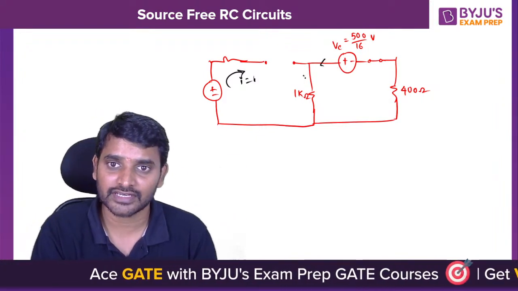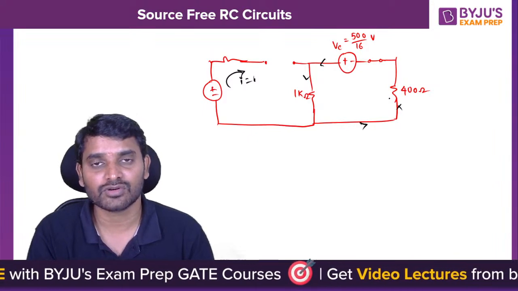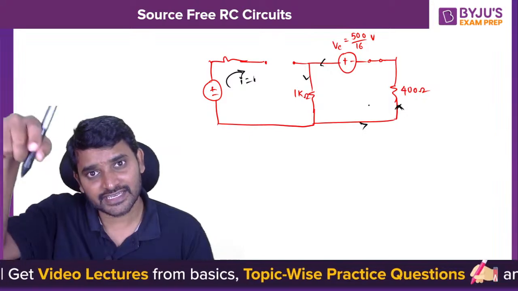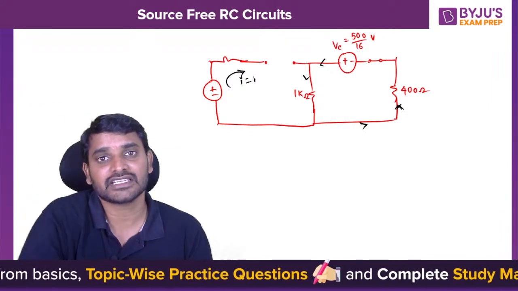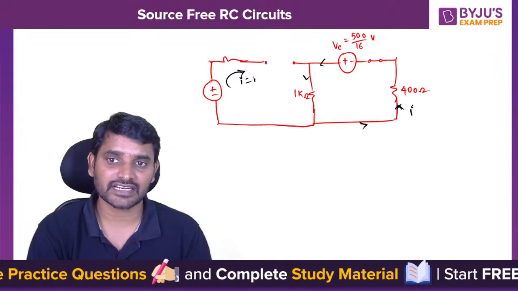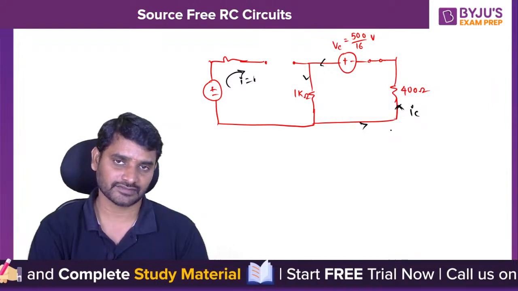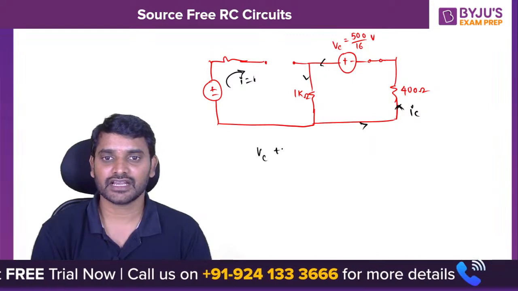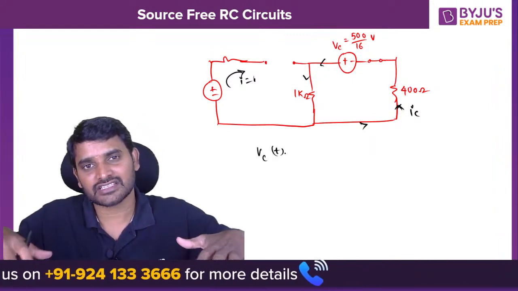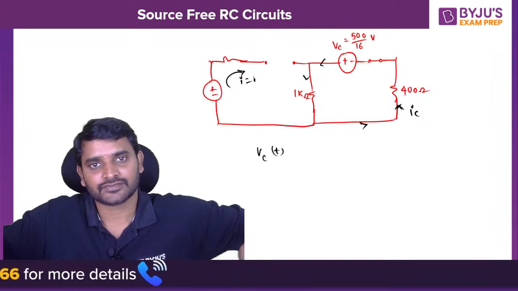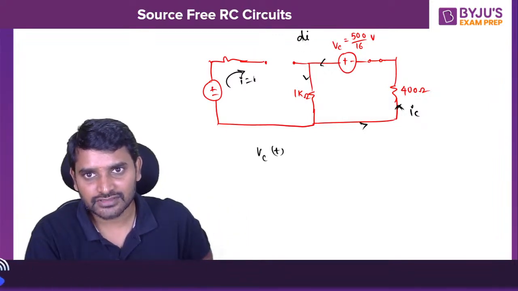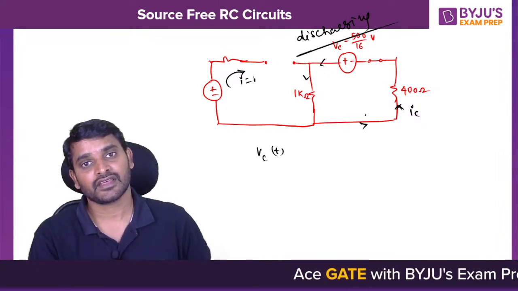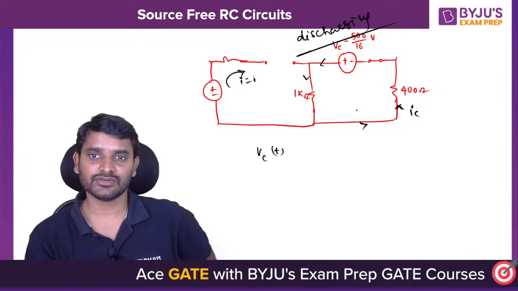discharge through the 1 kilo ohm resistor and the 400 ohm resistor. Yes or no? Now the current direction is not actually top to bottom, it is actually bottom to top. So the current is circulating in this direction while it is discharging. So you can calculate Vc of t, how the voltage across the capacitor is going to decay. In the absence of source, the capacitor is going to discharge.